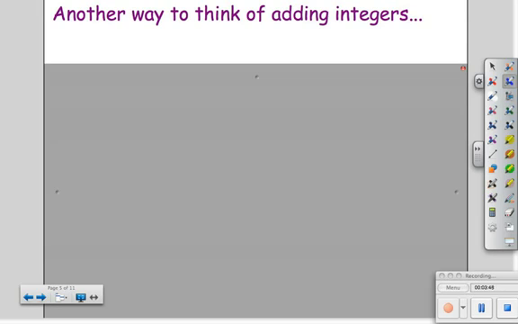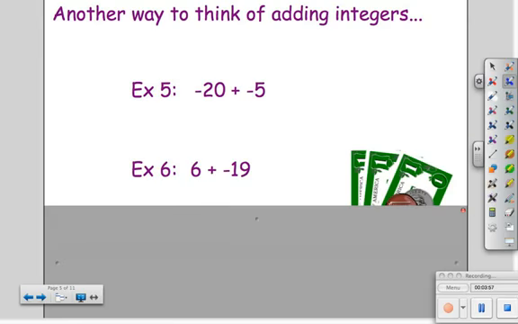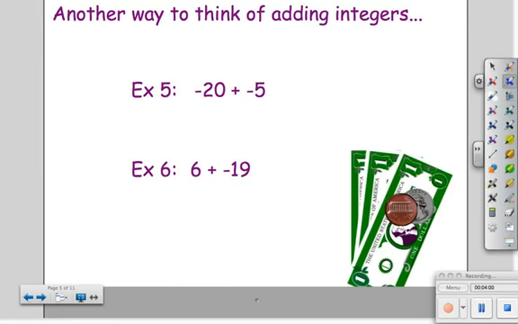Some people, the same sign sum and the different signs difference doesn't work very well for them. So another way to think of adding integers is to think of money. Anytime you have a negative number, that's like money that you owe. Anytime you have a positive number, that's like money that you have in your pocket.